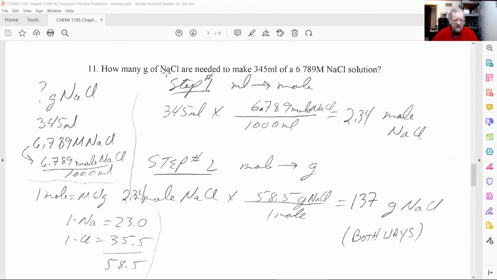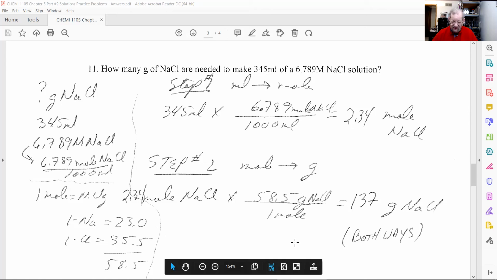How many grams of NaCl, sodium chloride, are needed to make 345 milliliters of a 6.789 capital M NaCl solution? And this is real life. Now, there's no way I know how to go from milliliters to grams. I can't. I can go to moles, but not grams. And this is one where you need not one, but two steps.